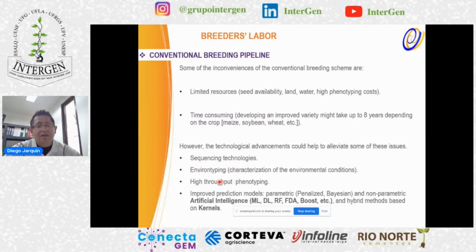Also, we have the help now from automated systems that can help us to capture a wide range of phenotypes using high-throughput phenotyping methods. And also, we have improved prediction models. We have the parametric and the non-parametric sides. We have artificial intelligence, we have machine learning, deep learning, boosting, and hybrid methods that can be obtained by the combination of these two.